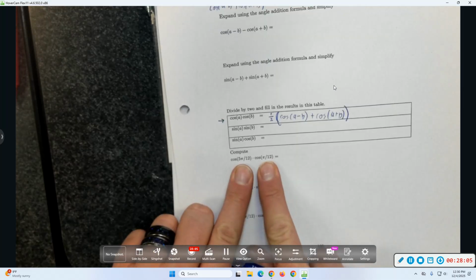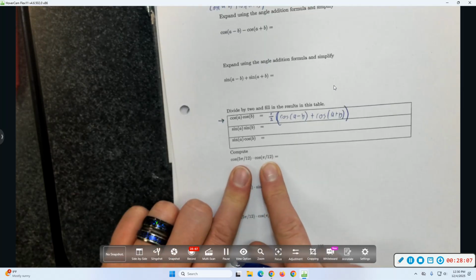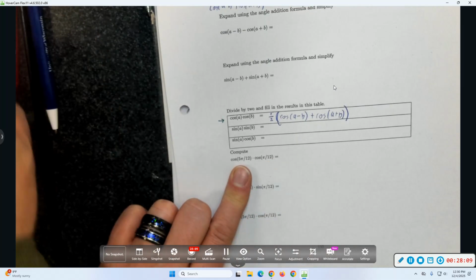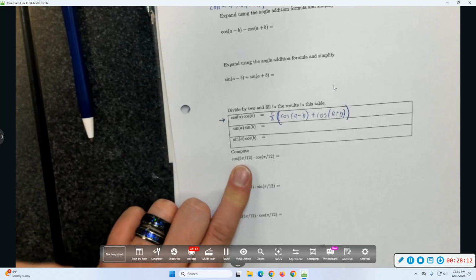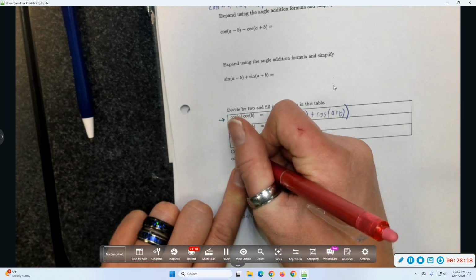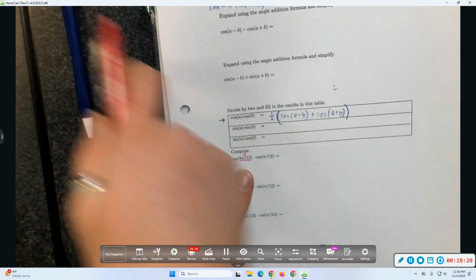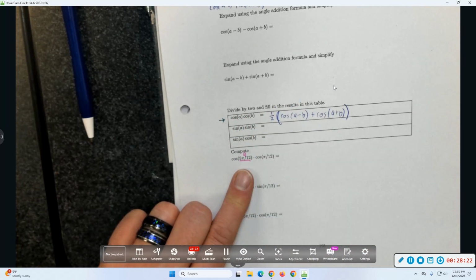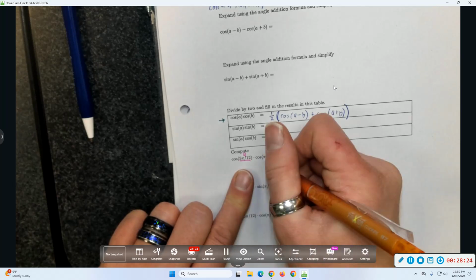So let's use this formula. Is that a product of two cosines? Yep. So what should I use for A? Pi over 12. Sounds good to me. Let's have that take the role of A in the formula. And I guess the other one's going to be B.